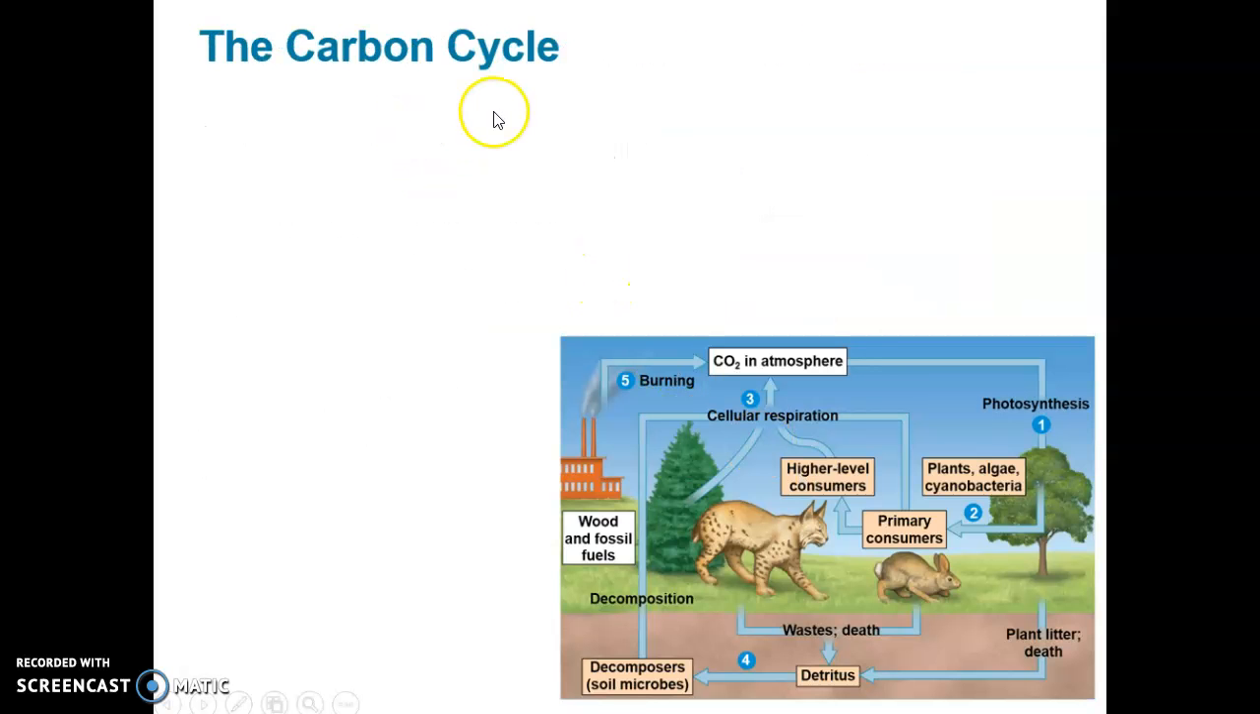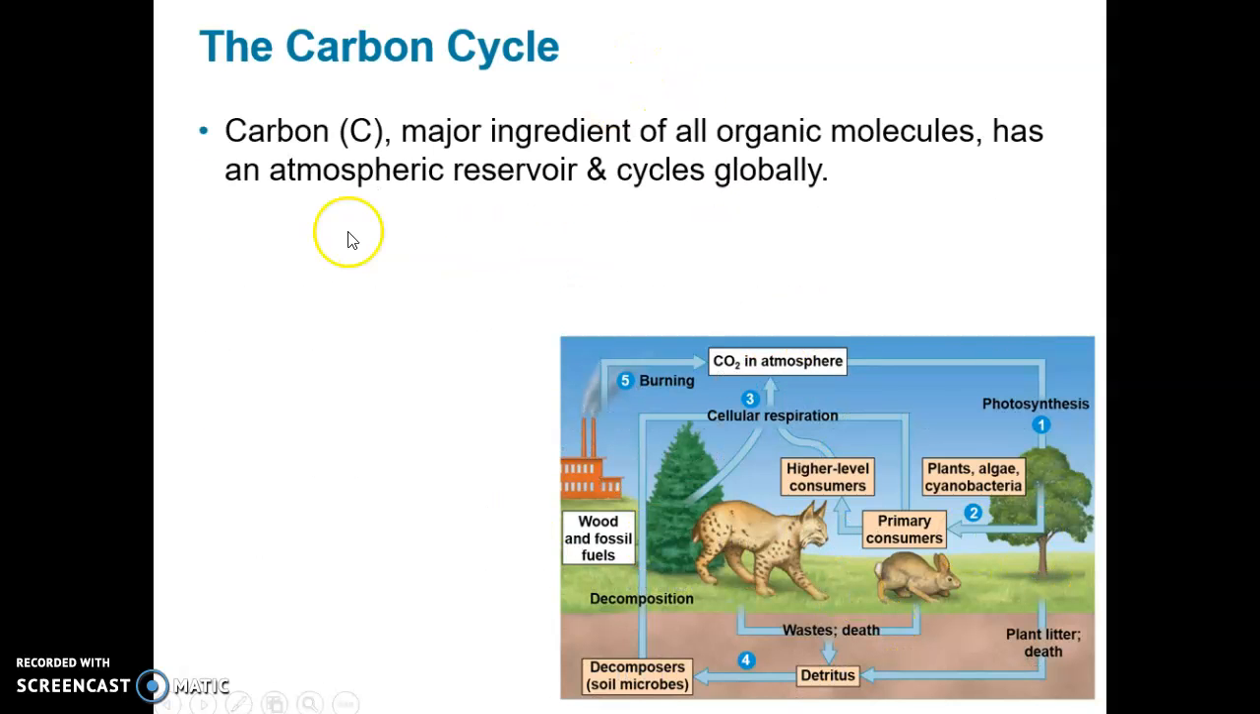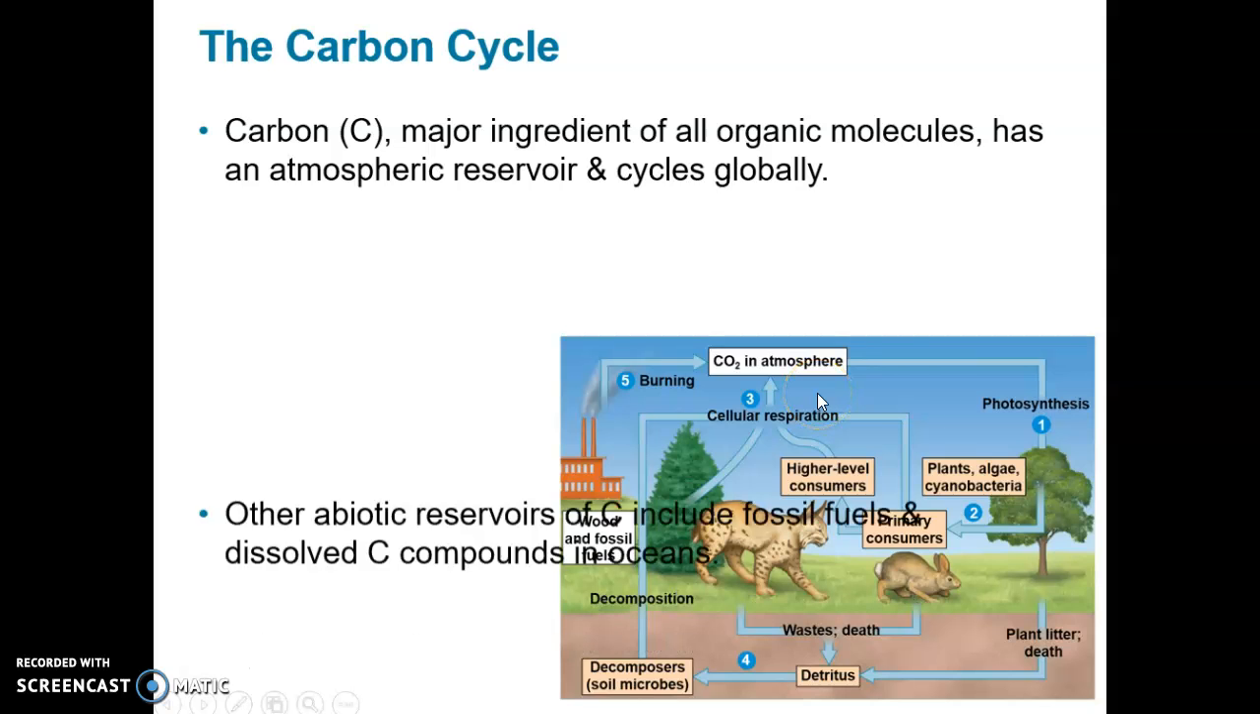So let's focus on the carbon cycle and how it cycles through the world. Carbon is a major ingredient of organic molecules. Remember, organic molecules are carbon-based molecules. And carbon has both an atmospheric reservoir, think of CO2, and cycles globally because it's readily available in the atmosphere.